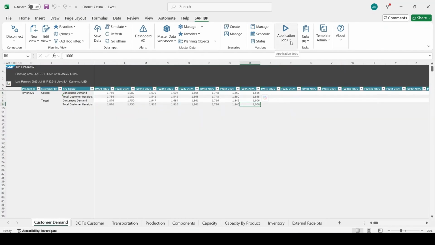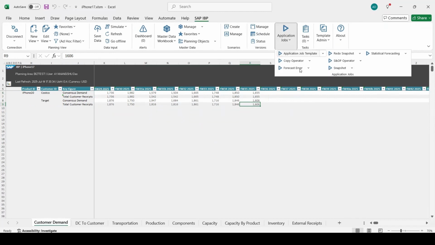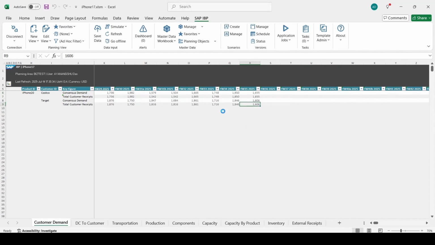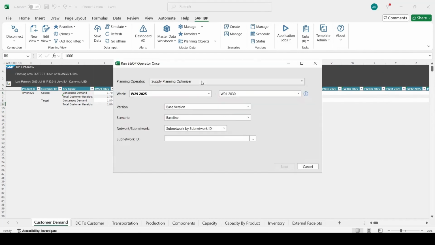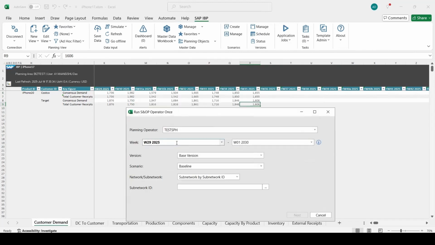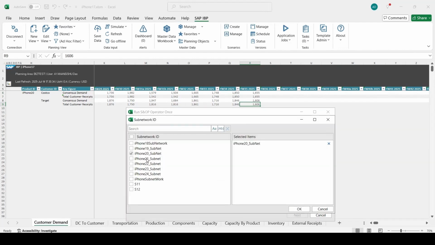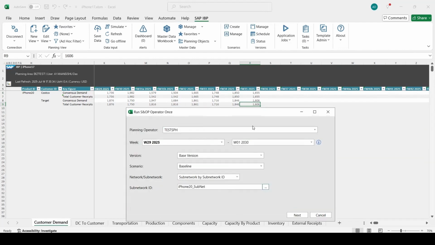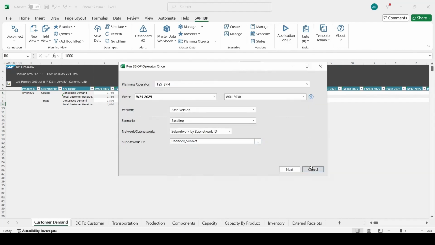And before looking at the results, we see how to run the application jobs, whether it is heuristics or the optimizer. So we go to application job, and there is an SNOP operator, and we click on run, and then we select the algorithm that we want to run, and then we select the window or horizon over which we want to run, and then we select the network on which we want to run the optimization, right?